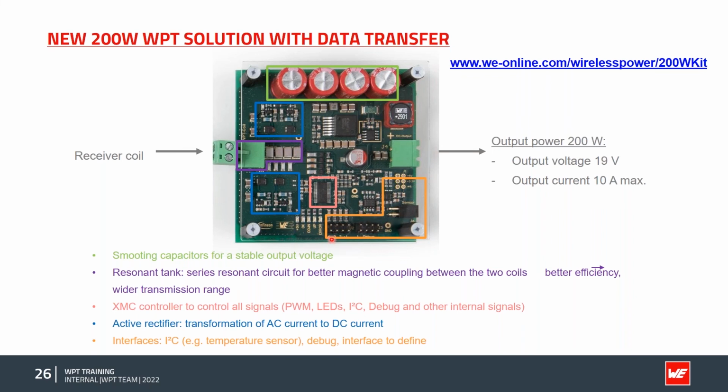On the interface, you have, for example, an I2C interface for a temperature sensor or anything else. At the output, we have an output voltage of about 19 volts and an output current of 10 amps.